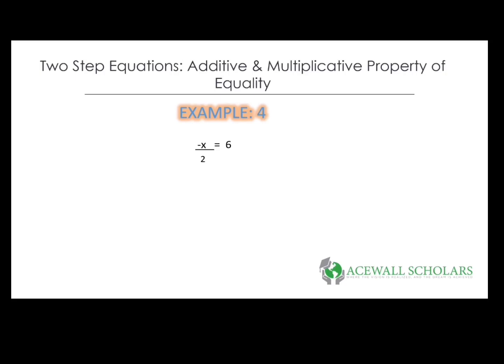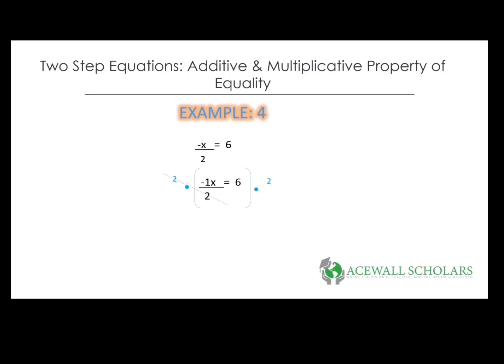Let's say we have negative x divided by 2 equals 6. Well, this is the same as saying negative 1/2 x equals 6. And again, we want to first bring that 2 to the other side of the equation. So since it's negative 1x divided by 2, we're going to take that 2 and multiply it by both sides.